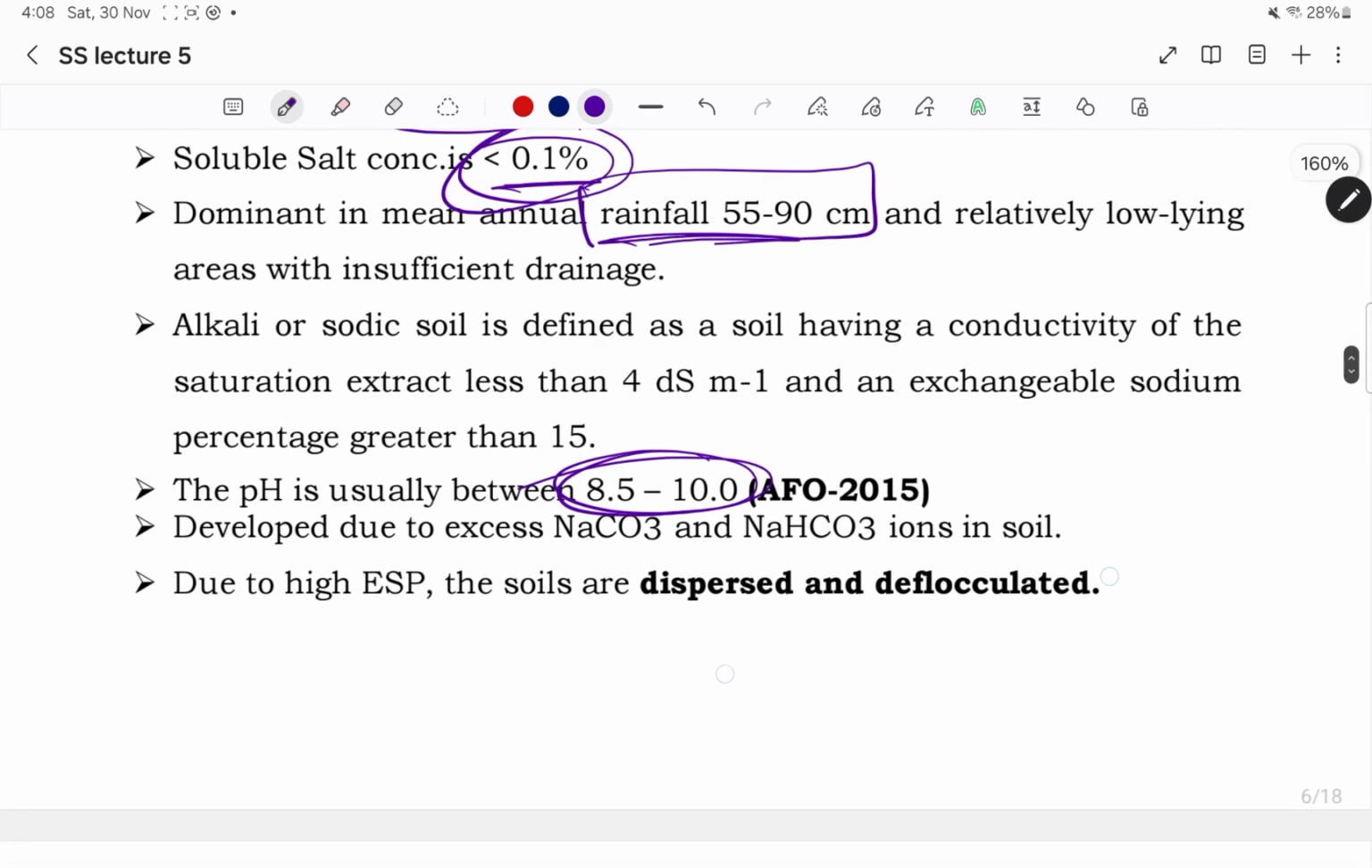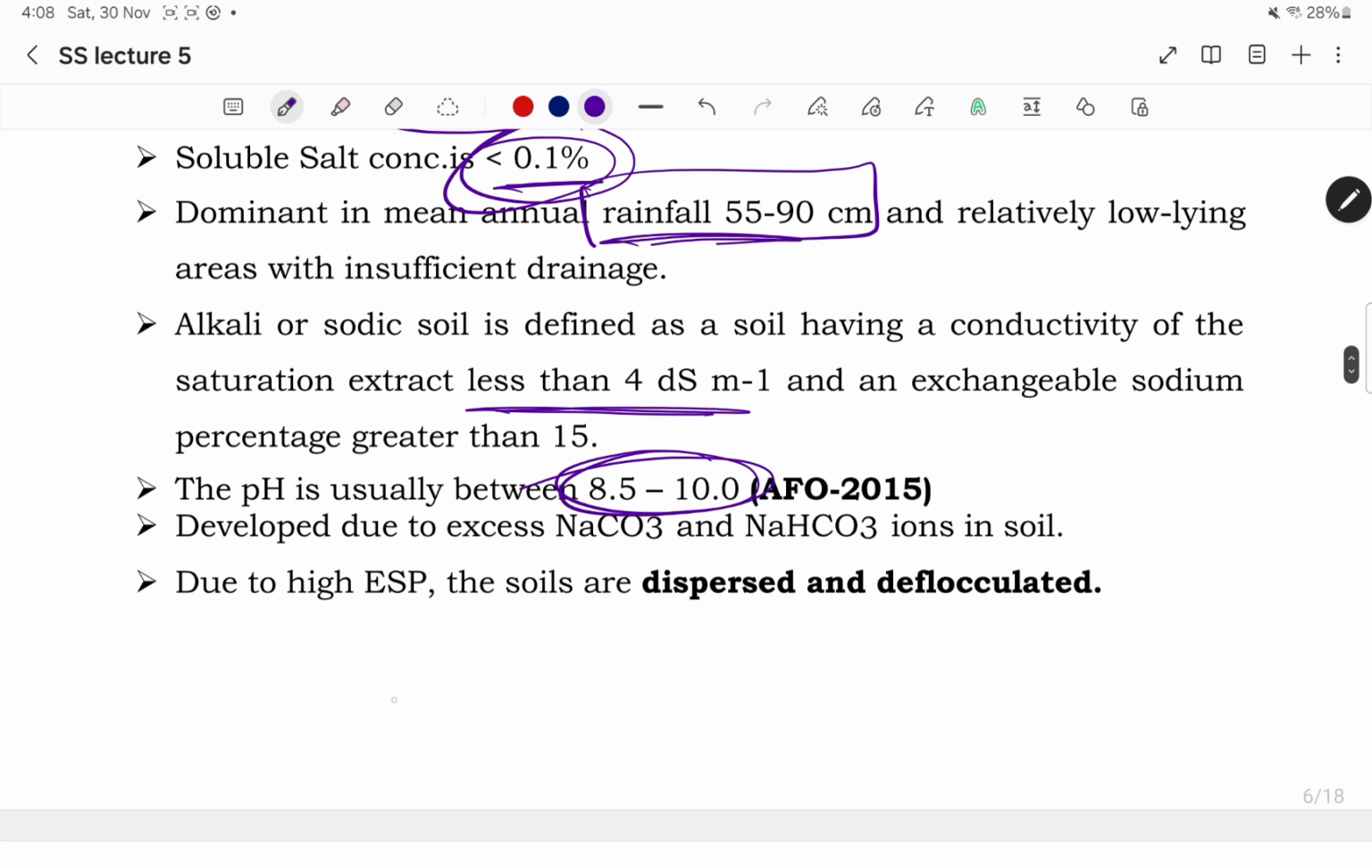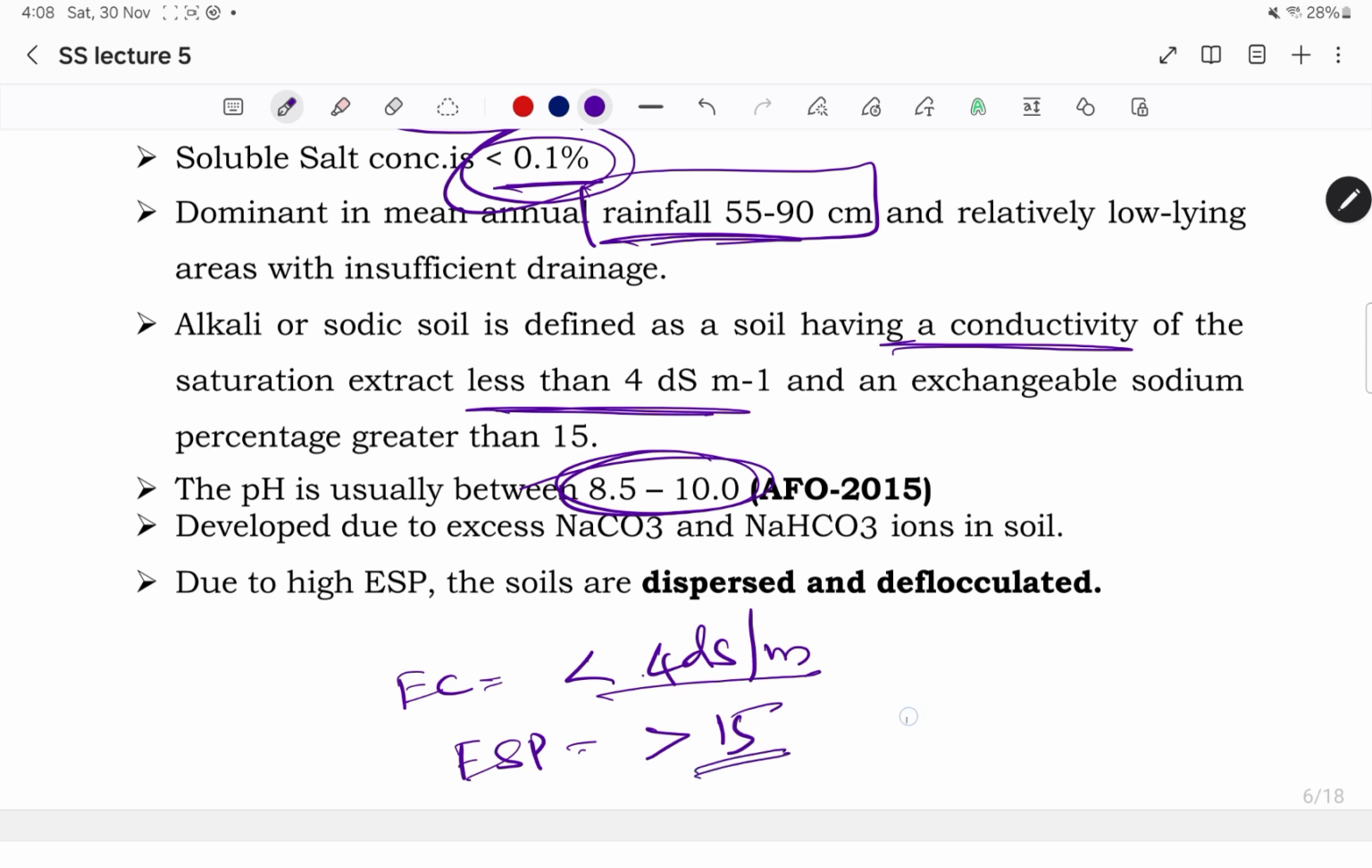We have already known some of the features: electrical conductivity is less than 4 decisiemens per meter, whereas the exchangeable sodium percent is more than 15%, and the pH is more than 8.5. These are the primary characters you have to know.